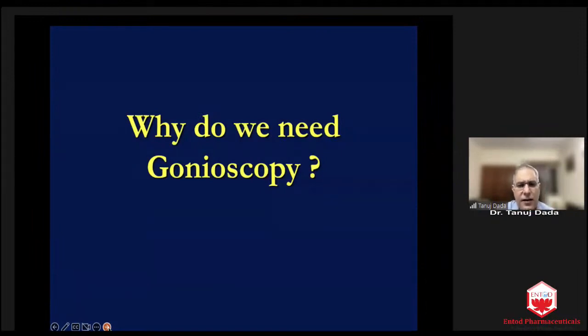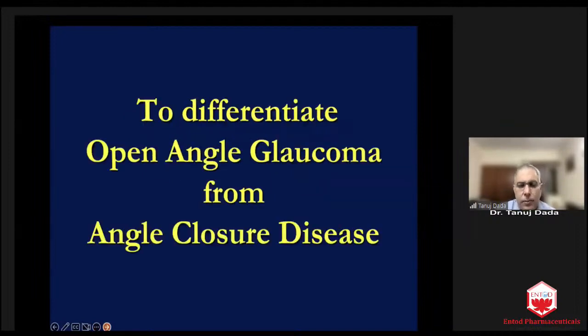So the first question is, why should we do gonioscopy? In routine ophthalmic practice, even when I see glaucoma patients, they have a diagnosis of glaucoma and optic disc cupping. Very rarely do you see gonioscopy written in the file of an ophthalmologist. This is something which is lacking. The primary purpose of gonioscopy is to differentiate the two major forms of glaucoma, that is, open angle glaucoma from angle closure glaucoma.